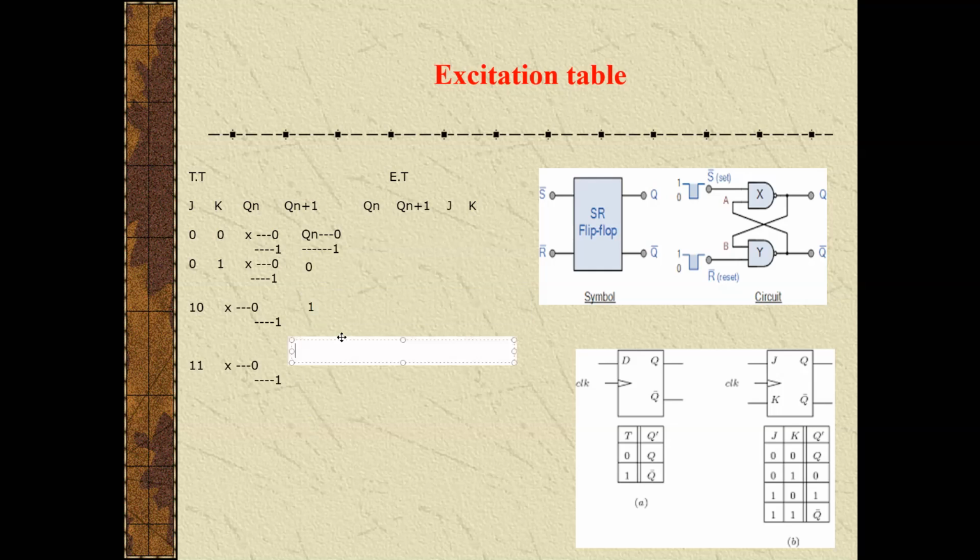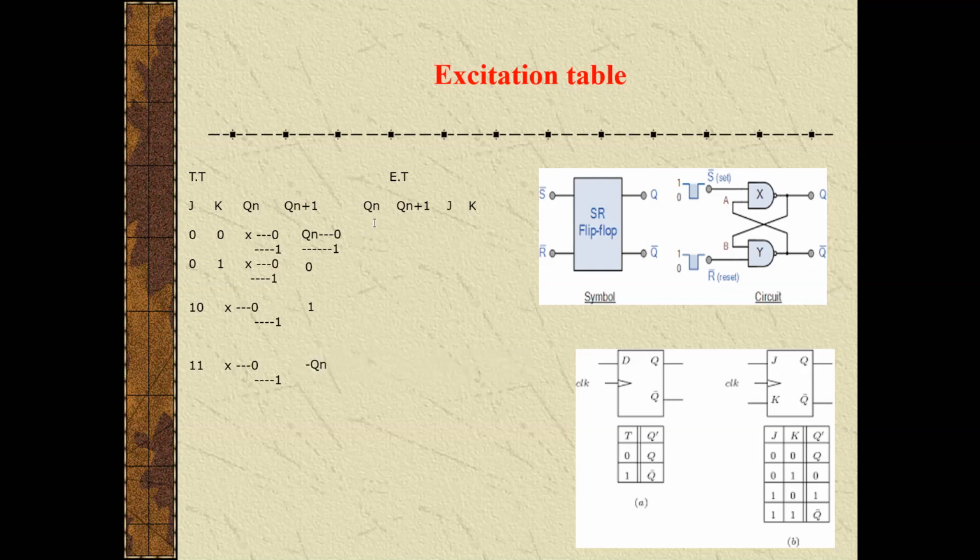So in the SR flip-flop, when both the conditions are high, there may be an undetermined state. But here what will happen? Toggling will happen. Toggling of this present state.